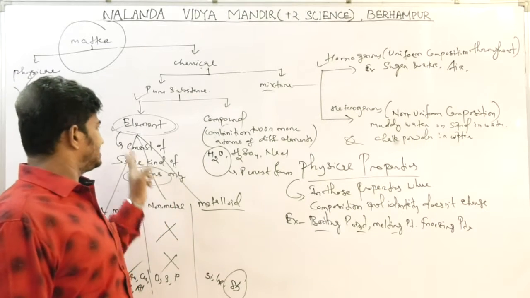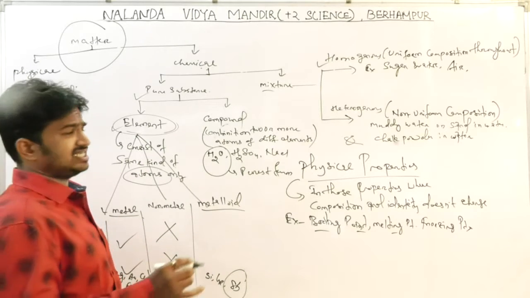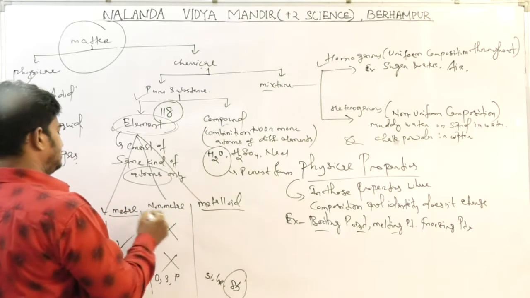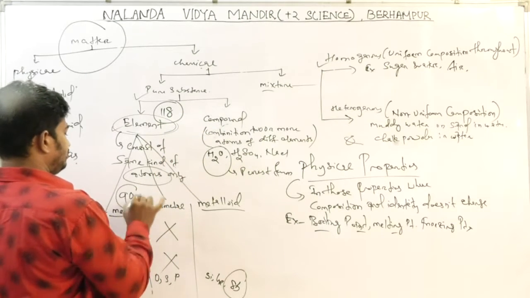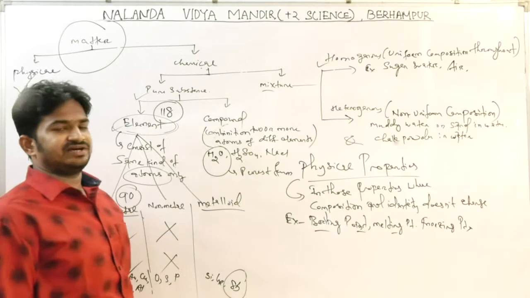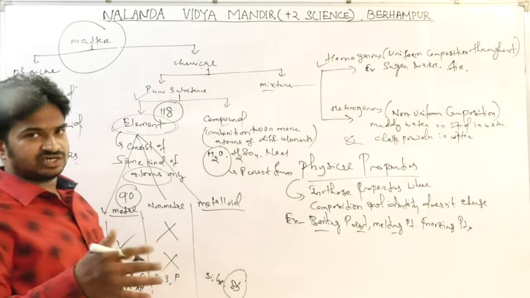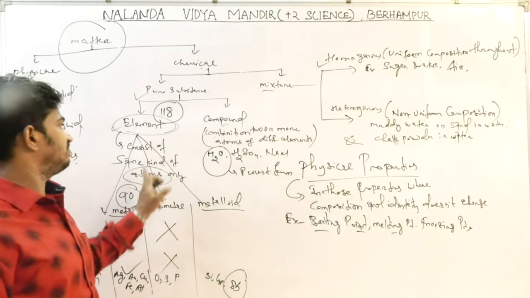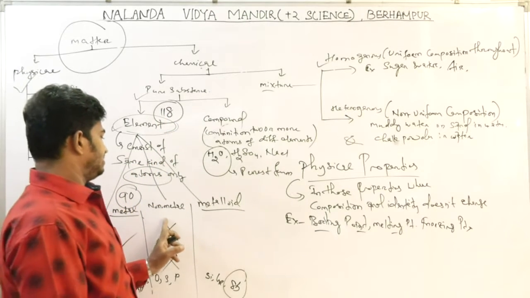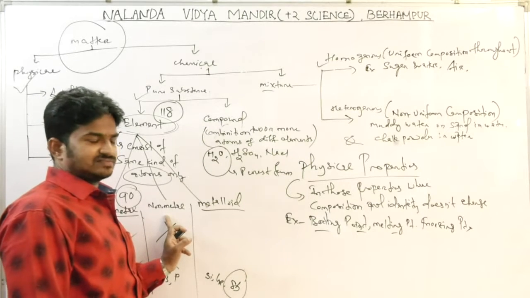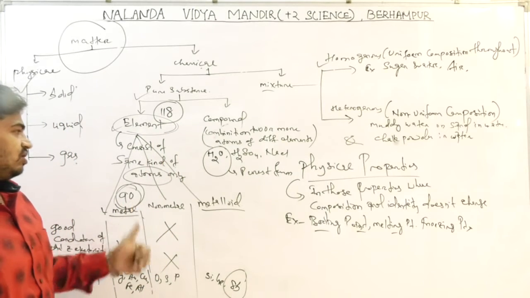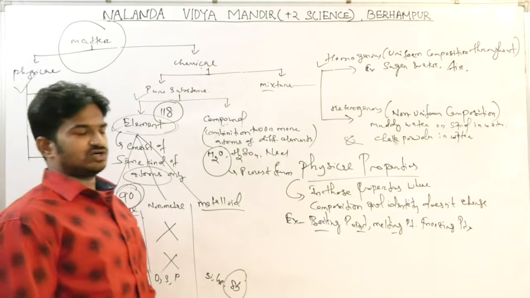So till now, how many total elements are there? 118 elements are there. Out of 118 elements, around 90 elements were found in nature, and the remaining elements were discovered in the chemistry lab. So 90 out of 118 are present in the natural state, that is, naturally occurring.